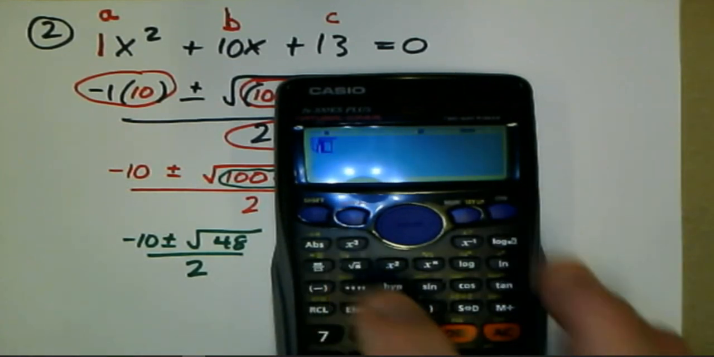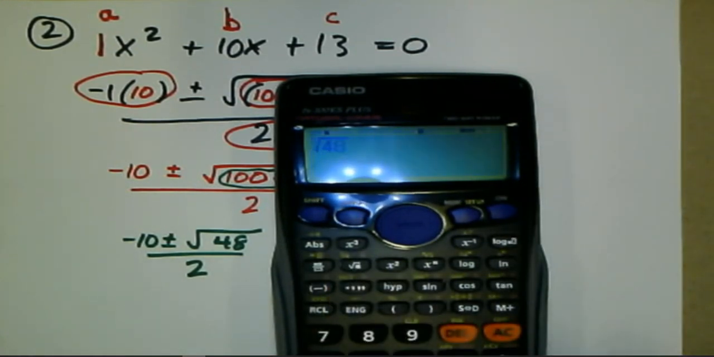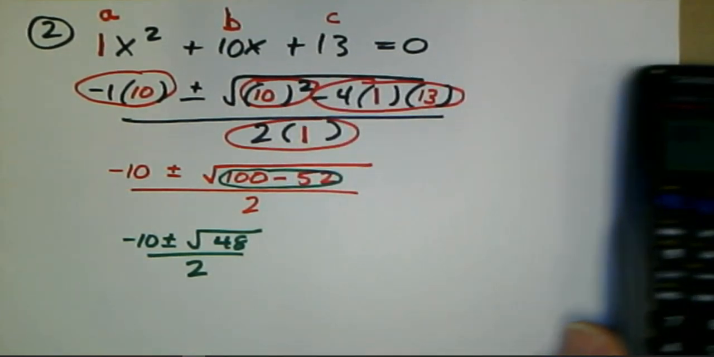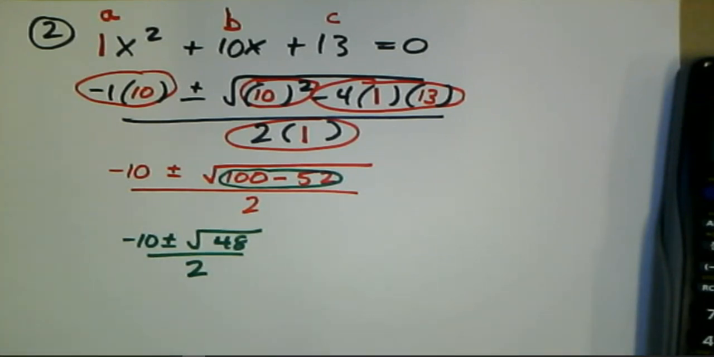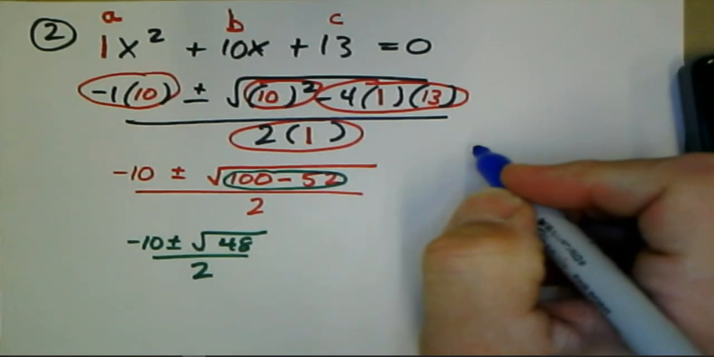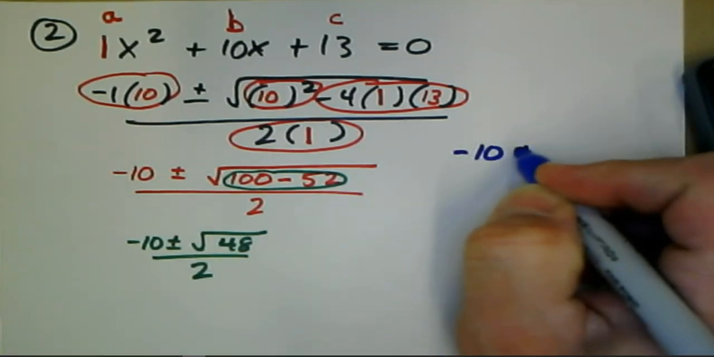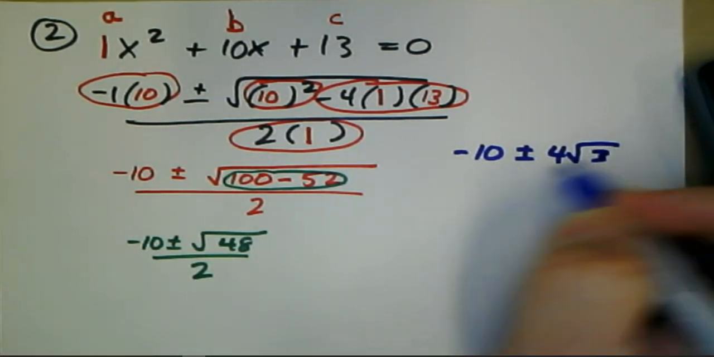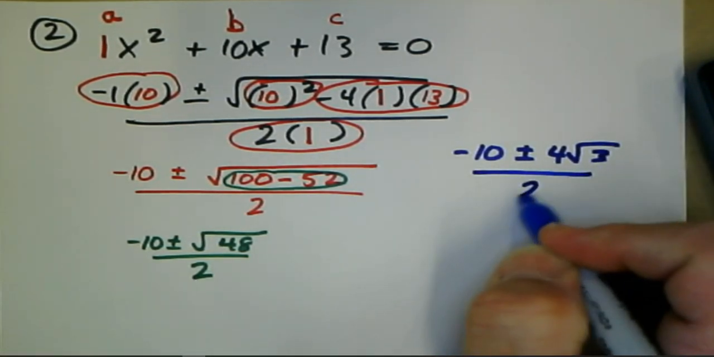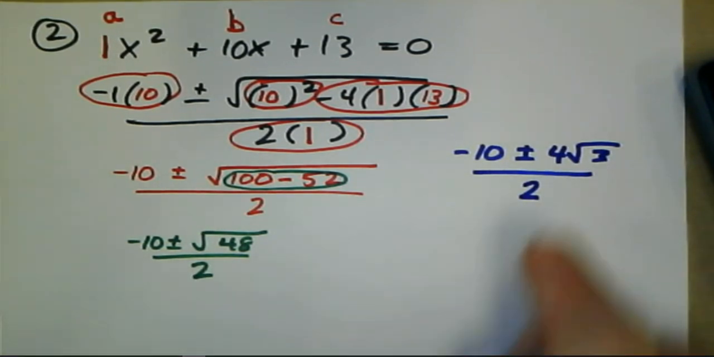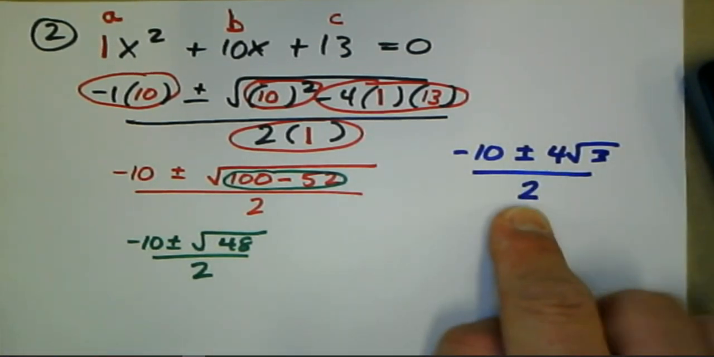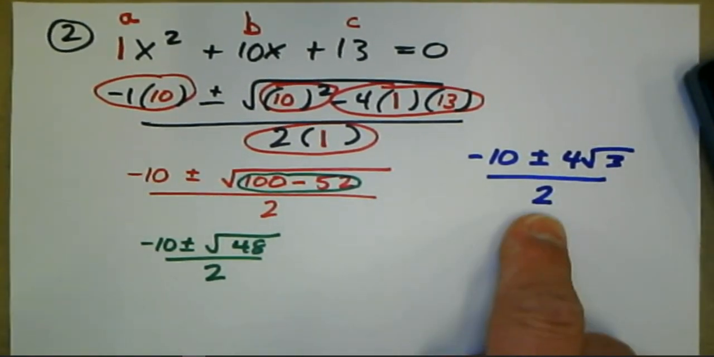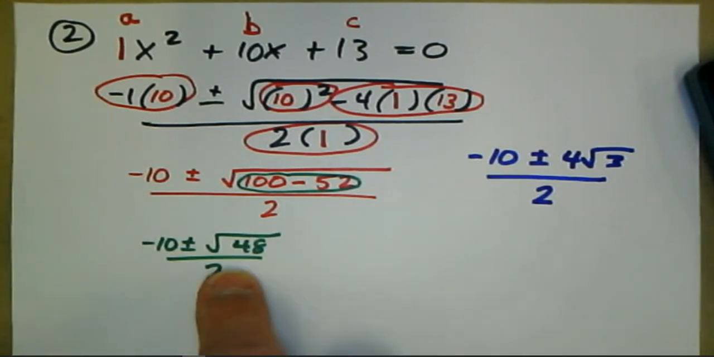So we're going to do the square root of 48 equals 4 square root 3. So I'm going to do -10 plus or minus 4 square root 3 over 2. You guys at home, leave it there. If you don't have this calculator, I'm fine with you leaving it there.